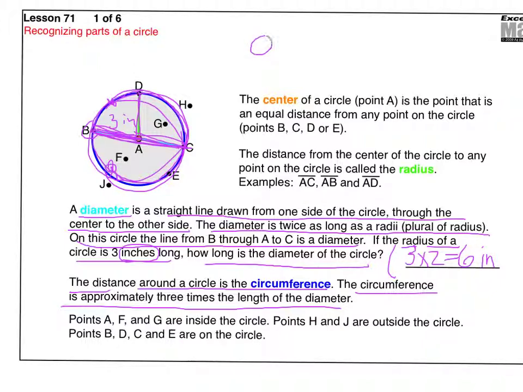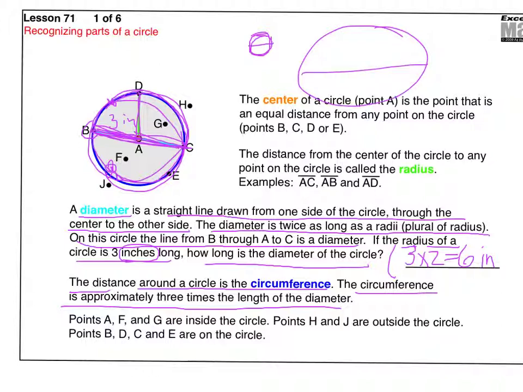So the circle could be a little tiny one like that. You take the diameter, it's going to stretch 3 times around that circle about, or a big circle, or an even bigger circle, a circle that's got a diameter of 100 feet across.